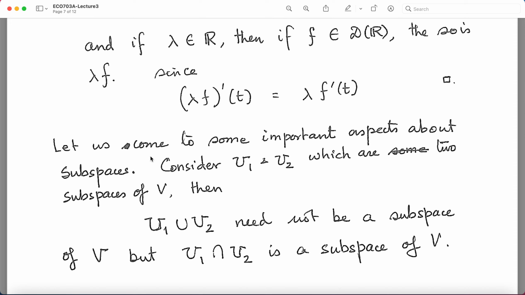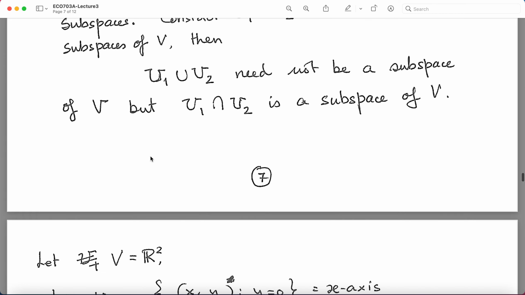Let us look at some properties of subspaces. If I have two subspaces U1 and U2 of some vector space V, then the union need not be a subspace, but the intersection is a subspace. Let us see how it is.